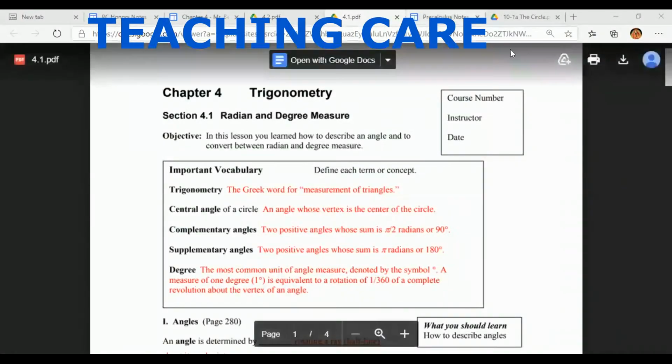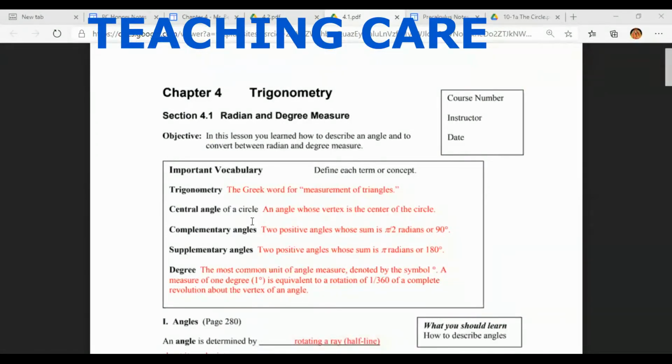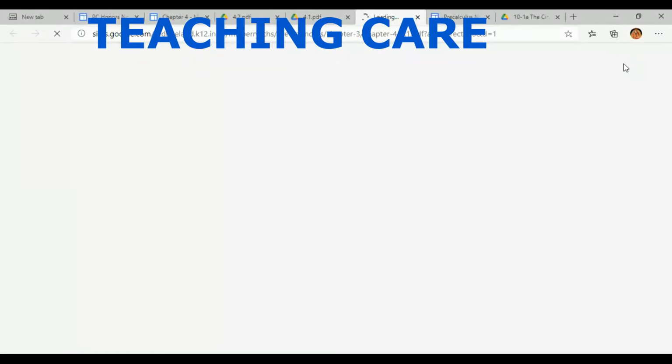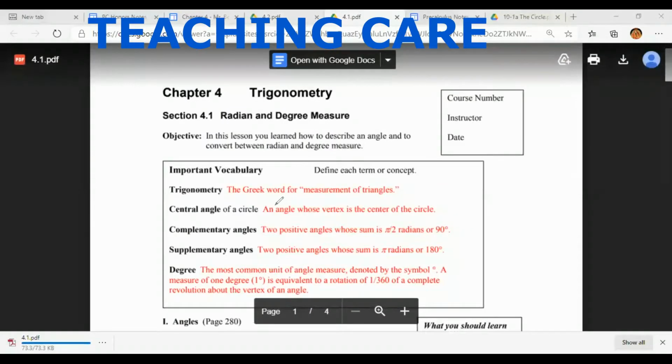Okay, Josh. So the next one, what are the central angle of a circle? Just 1 second. I'll download this so that I can write it on the notes. Okay. Yeah, even I can write it here itself. No, I'm sorry. Yeah. Okay.